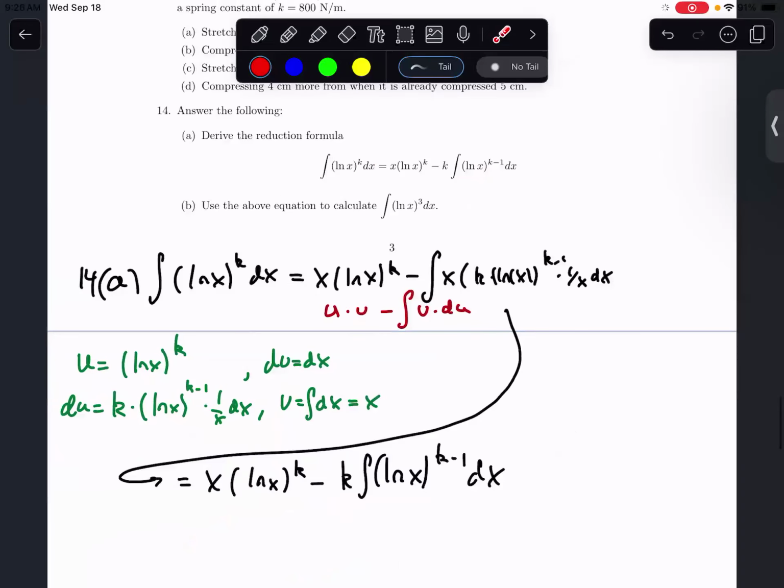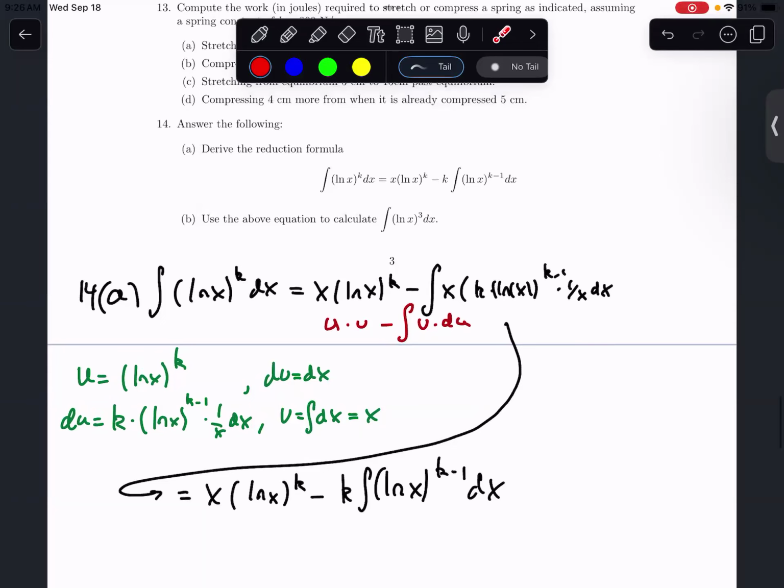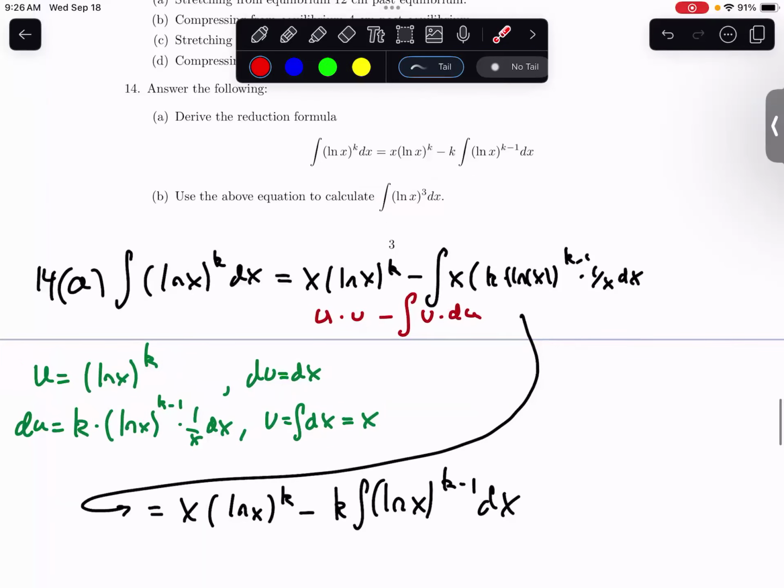Okay, any questions about 14a? Yeah, question. Is something like this possible to show up on the exam? Yeah, if it's on the review, then it's possible to show up on the exam. But it shouldn't scare you. I'm really just asking you to do integration by parts, and then I show you what the answer should end up being at the end of the day. So this shouldn't be too scary. Any other questions about A before doing B?